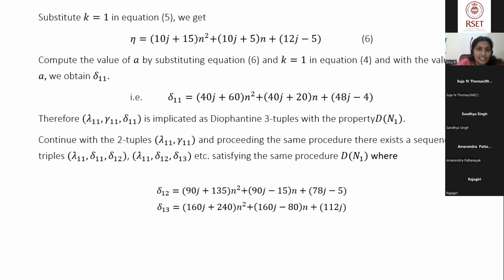So I obtain eta is equal to 10j plus 15 n square plus 10j plus 5 n plus 12j minus 5. I mark that as equation number 6. So from here, I compute the value of a by substituting in equation number 6 and putting k is equal to 1 in equation number 4, and I obtain the result delta 11. Therefore, lambda 11, gamma 11, delta 11 is a Diophantine 3-tuple with the property D of n1. Similarly, I obtain delta 12 and delta 13 by computing the tuples lambda 11, delta 11 and lambda 11, delta 12. You can see delta 12 and delta 13 in the slide.